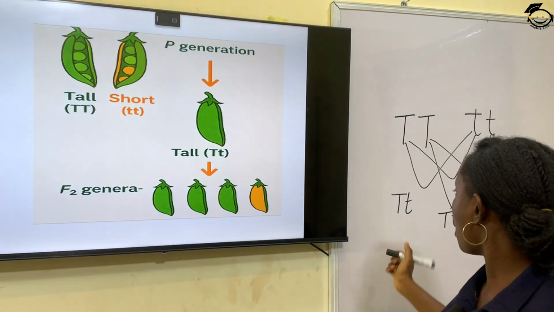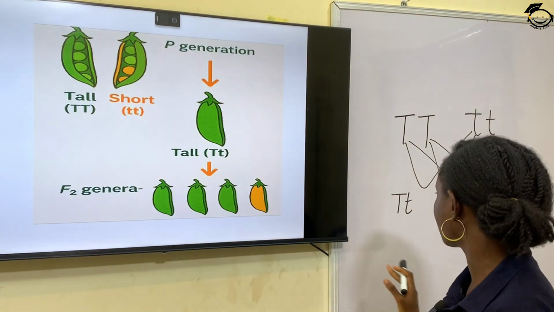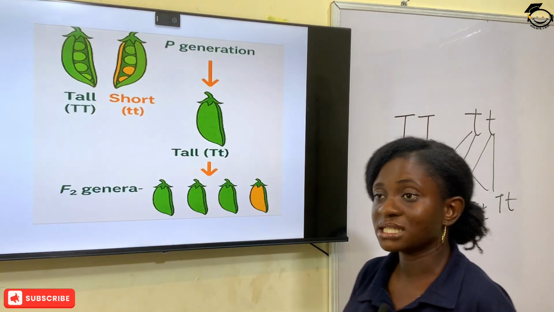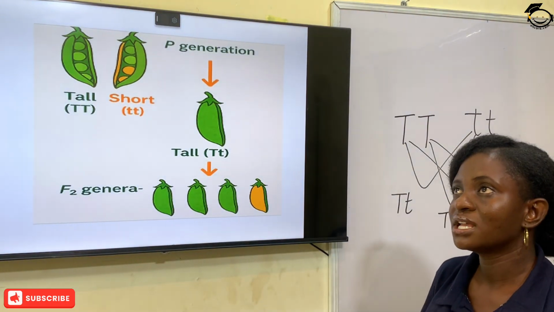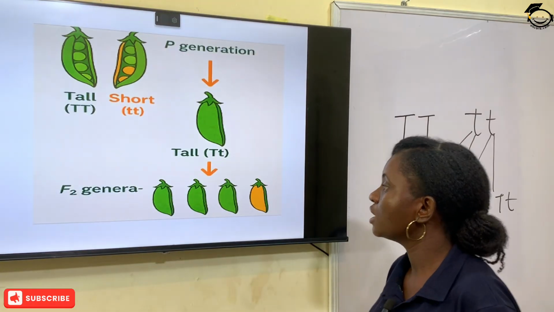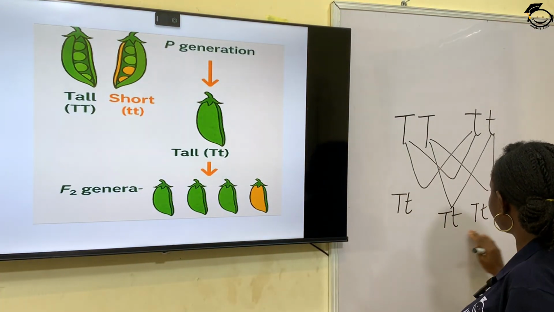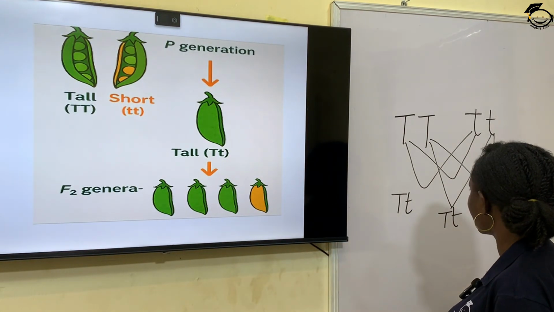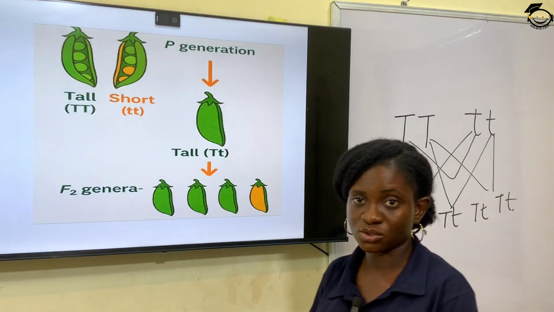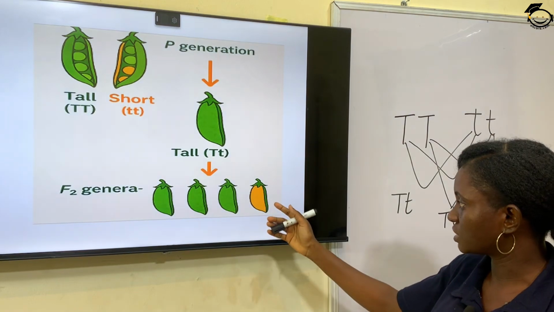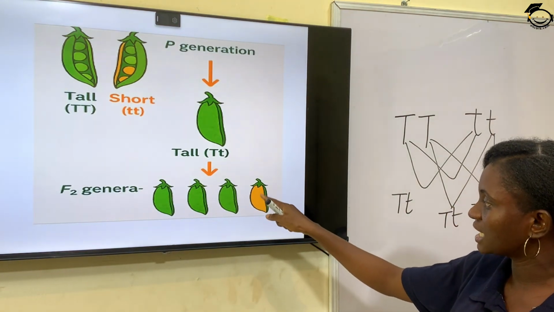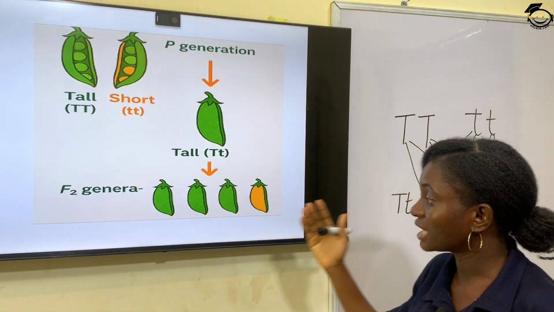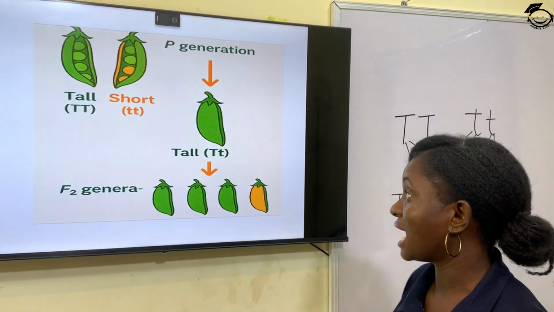The experiment showed that all the plants in the first generation are tall. So we have the dominant and the recessive. The dominant is more expressed and the recessive is just like a carrier, it is not expressed. So in the first generation, all the plants are tall. But in the second generation, he crossed them again, and you notice that some plants are tall while a particular one is short. This highlighted one shows that this particular plant is short. That's what he used to explain dominant and recessive.